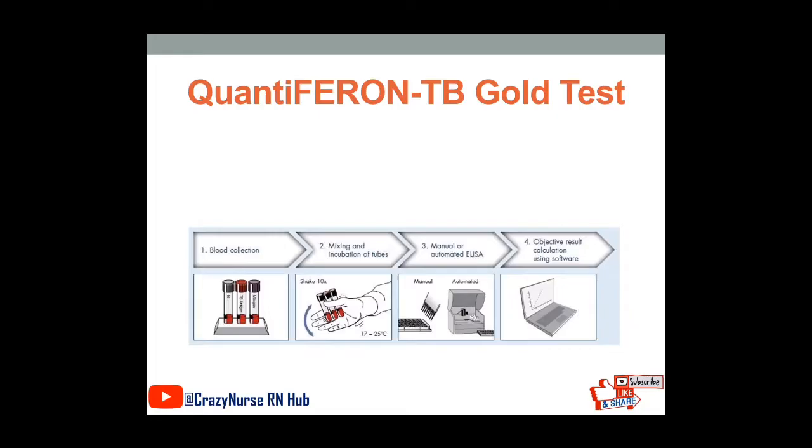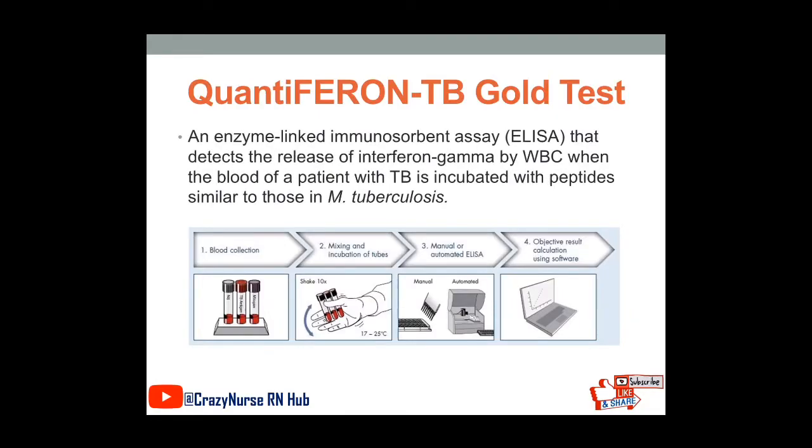We also have your Quantiferon TB Gold test. It is an enzyme-linked immunosorbent assay, or your ELISA, that detects the release of interferon gamma by WBC when the blood of a patient with TB is incubated with peptides similar to those in Mycobacterium tuberculosis.